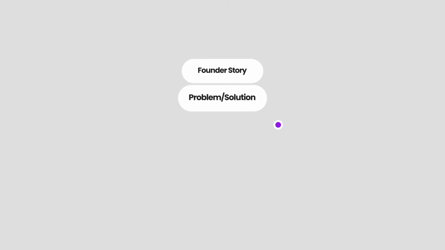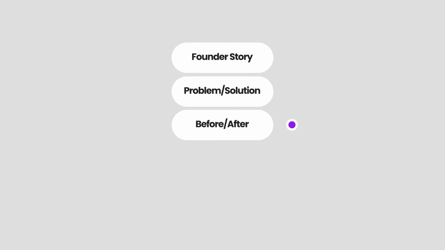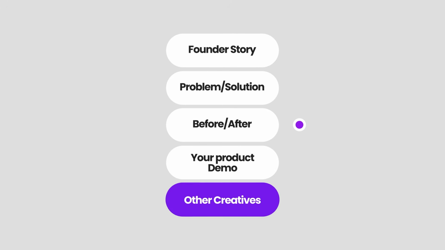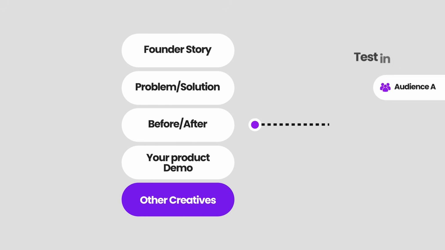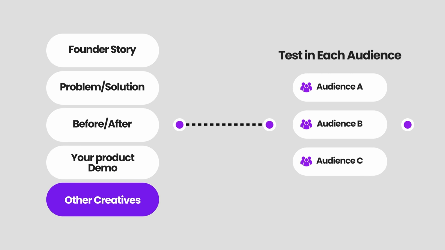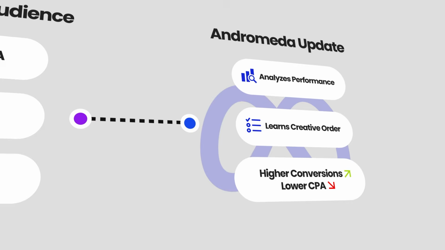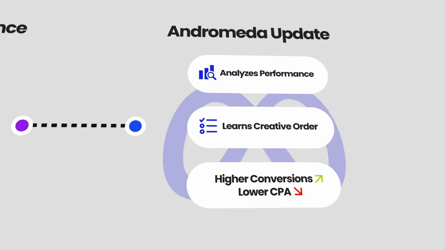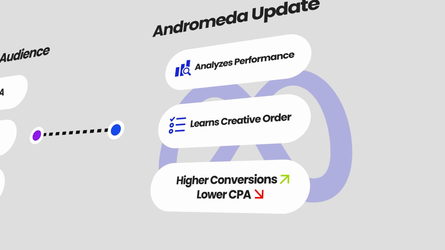The new way is you have multiple unique creative formats all in the same audience. So for example, you would have your founder story, your problem solution, your before and after, your product demo, and all of the other creatives I recommend on this channel. And you're going to test all of those inside of each audience, and the Andromeda update is going to show each creative in the order in which they think your customer would be most likely to buy.